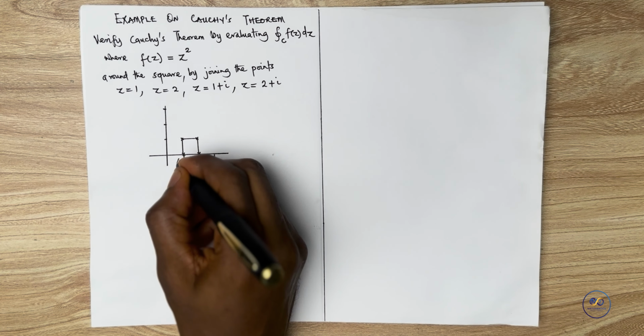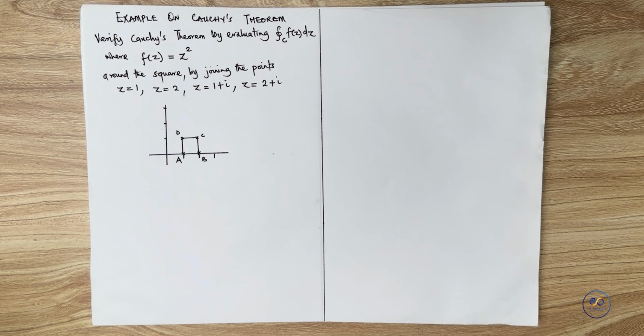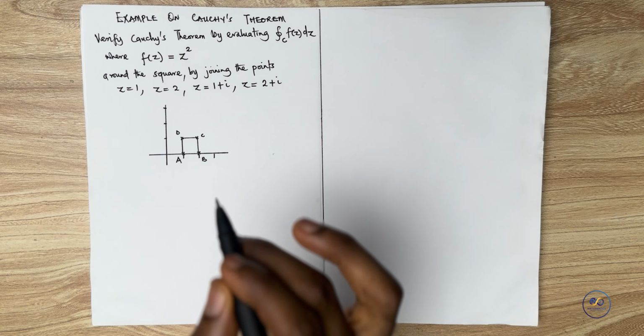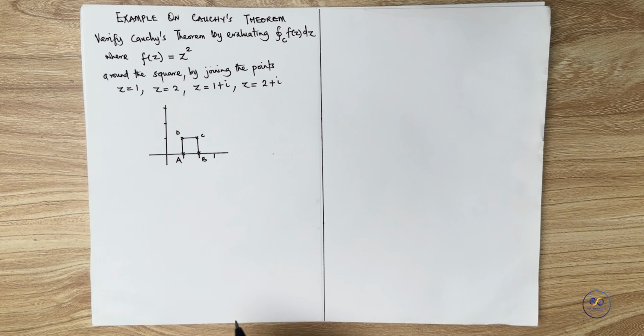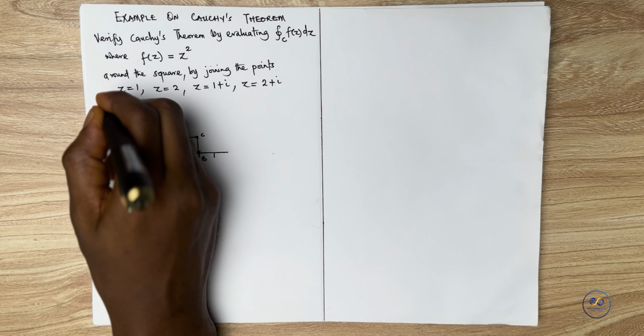Now, of course, we can name the vertices A, B, C, D, and if we are to evaluate the integral, we would have to evaluate the integral along all the paths within this region, which is along AB, along BC, along CD, and then along DA. Once we evaluate that, we add the results together, and we will then see if it verifies Cauchy's theorem, which means the integral of f of z should be 0 at the end. Now, let us see if that is true.